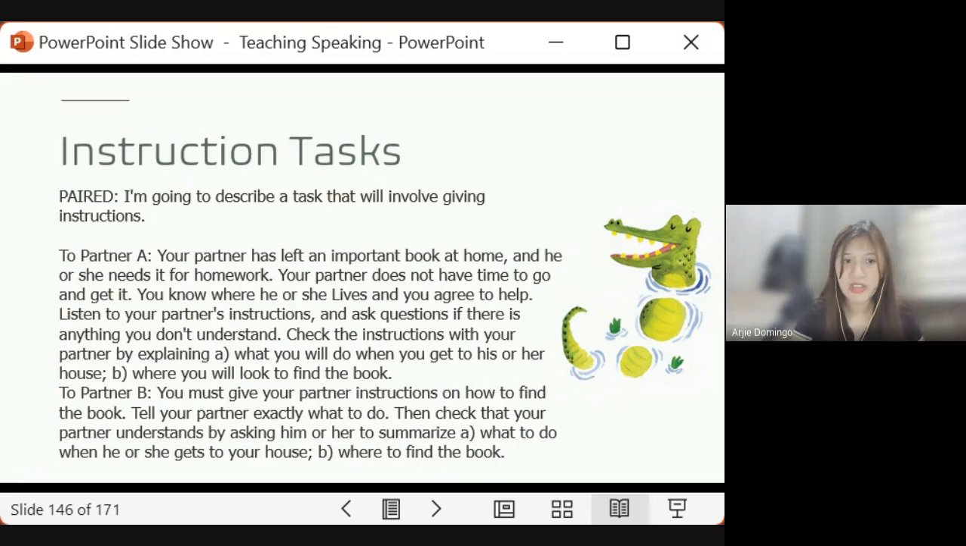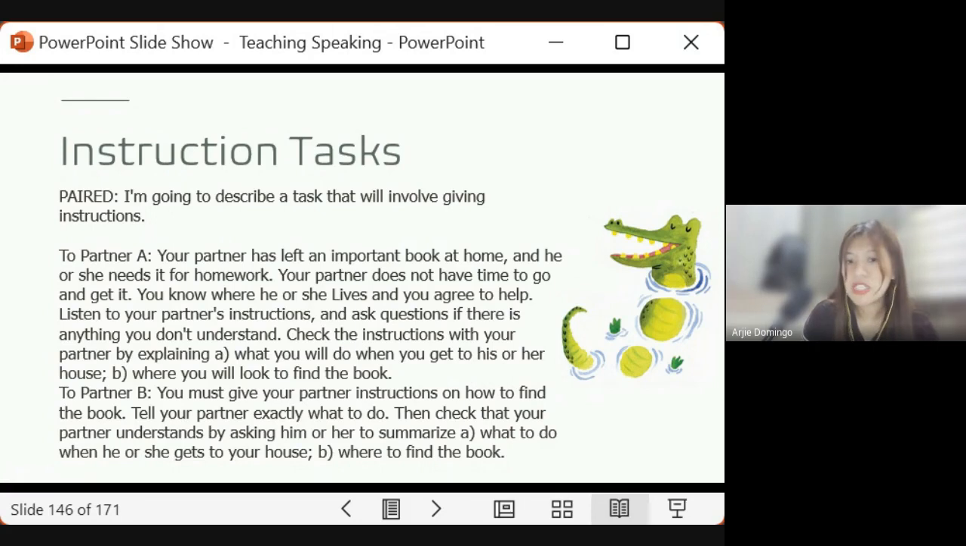And to partner B, of course, you must give your partner the instructions on how to find the book. Tell your partner exactly what to do, then check that your partner understands by asking him or her to summarize what you just said. All right? What to do when he or she gets to your house and where to find the book.